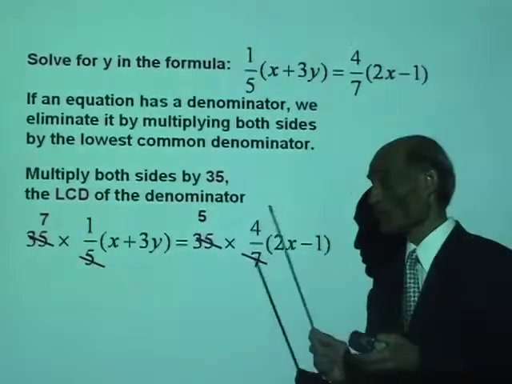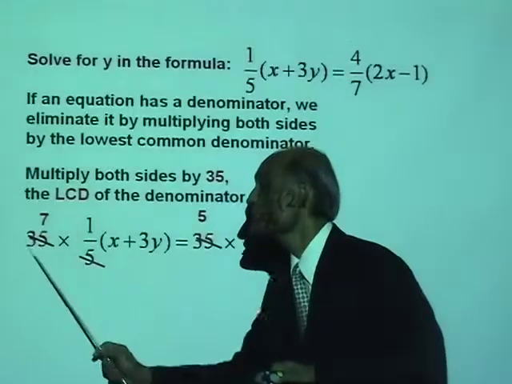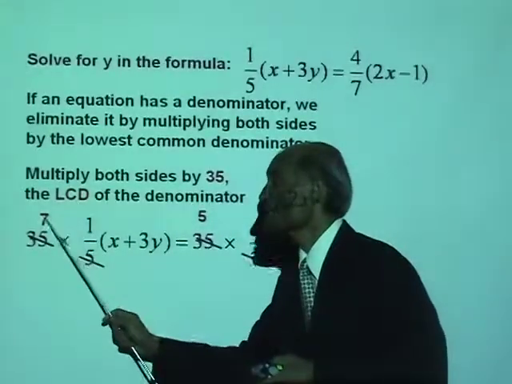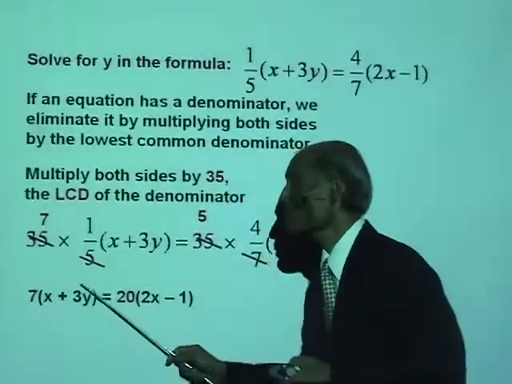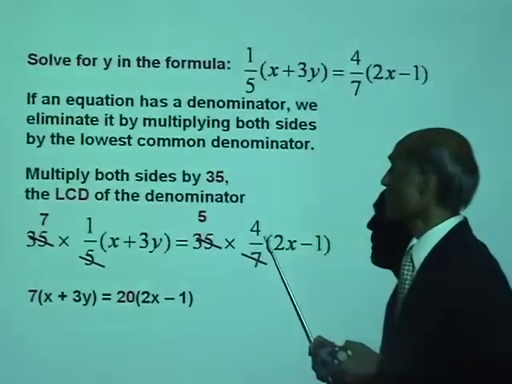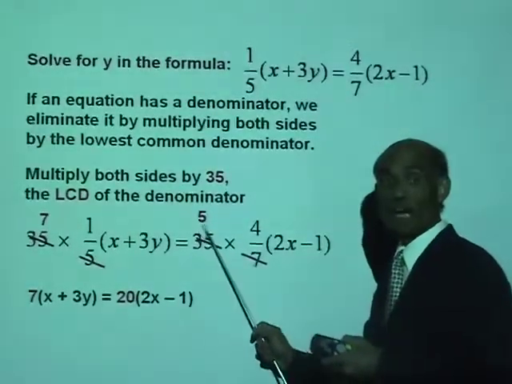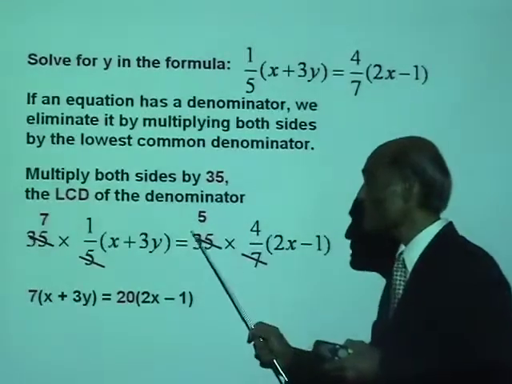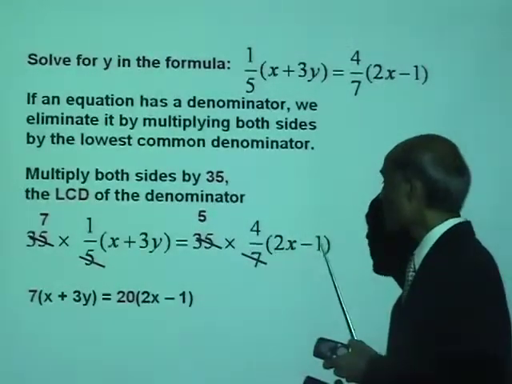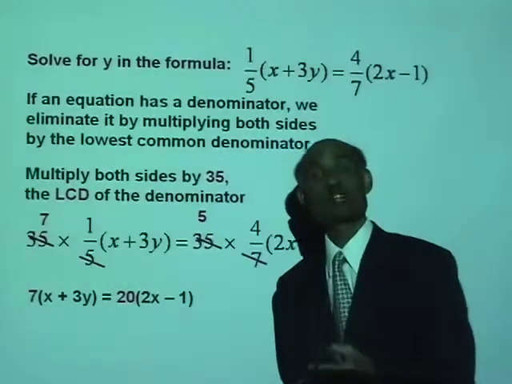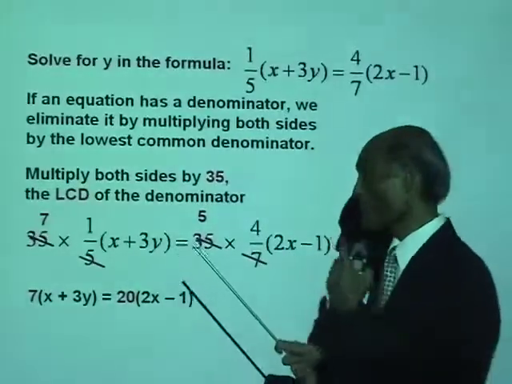And 20 is multiplied by the quantity 2x minus 1. Did you understand that? One more time. This number 35 multiplied by 1 over 5 is 7. So the left-hand side is 7 times the quantity x plus 3y. There you are. 7 times the quantity x plus 3y equals, on the right side, 7 goes in 35 5 times, and 5 multiplied by 4 is 20. So this whole quantity is actually 20, and 20 is multiplied by the quantity 2x minus 1. You see, our formula now became a lot better looking. Alright, what is the next step?